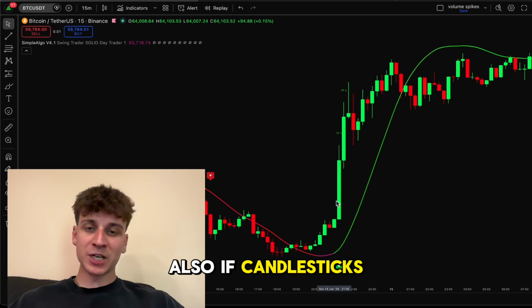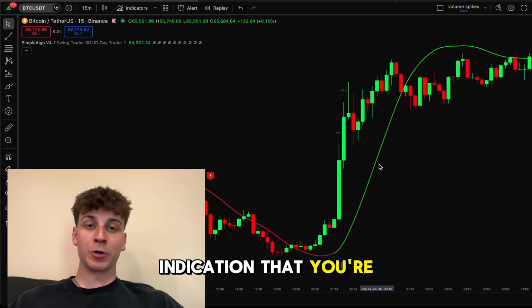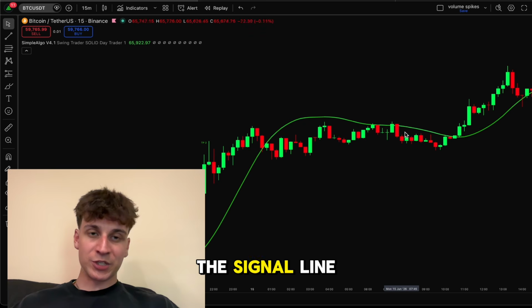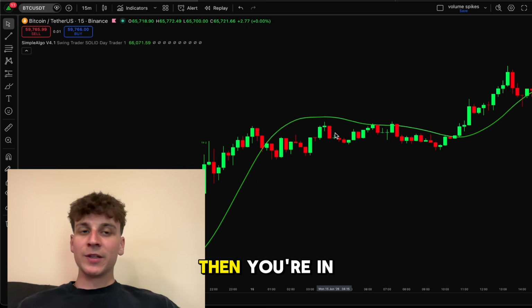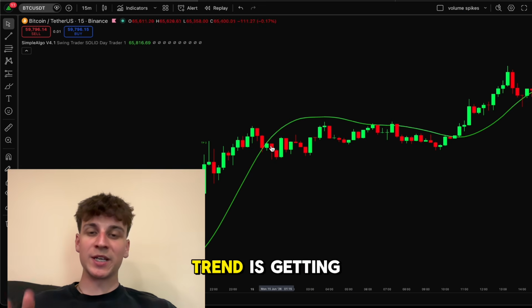Also, if candlesticks are trading way above the signal line, that is another indication that you're in a very strong uptrend. If candles are trading through the signal line like it kind of is right here, then you're in more of a choppy, consolidated market, and you can tell that the trend is getting weaker.